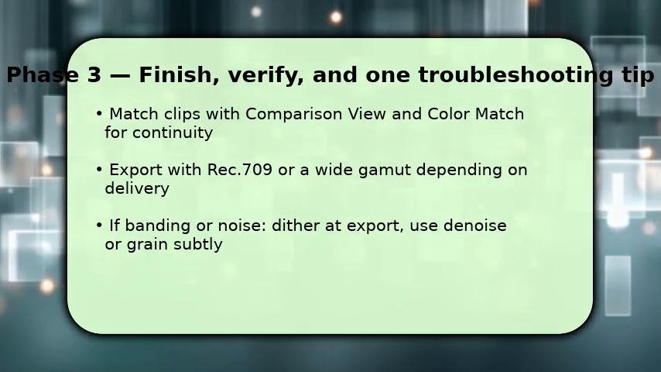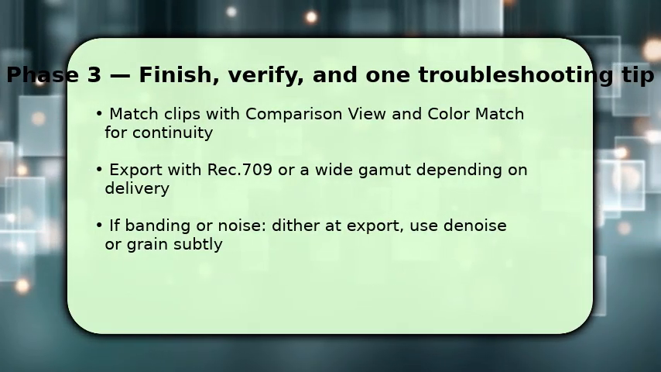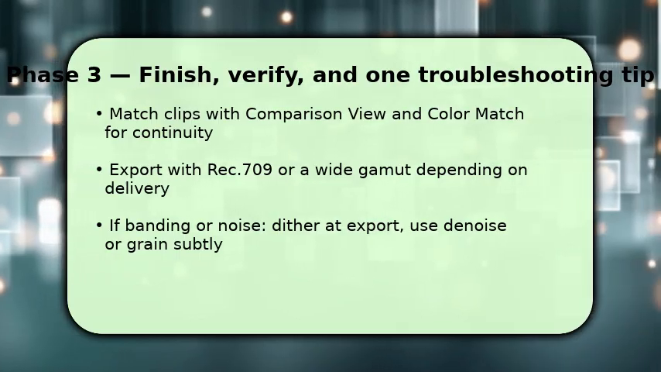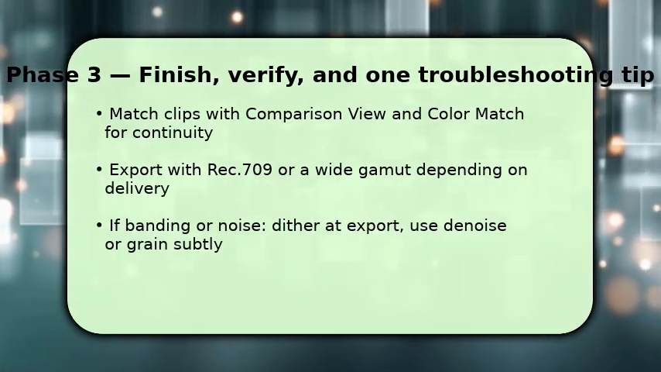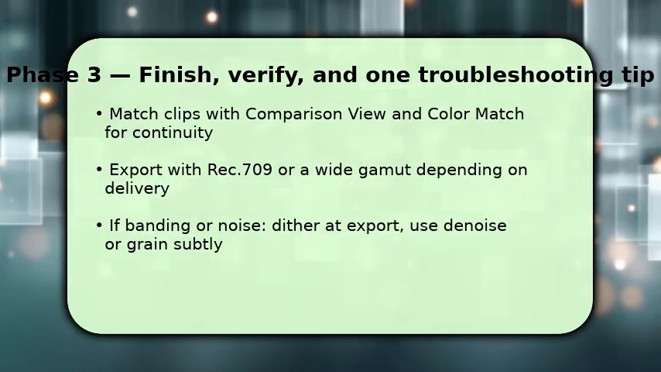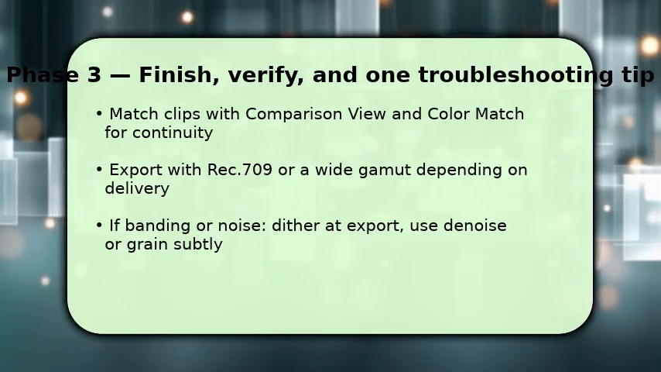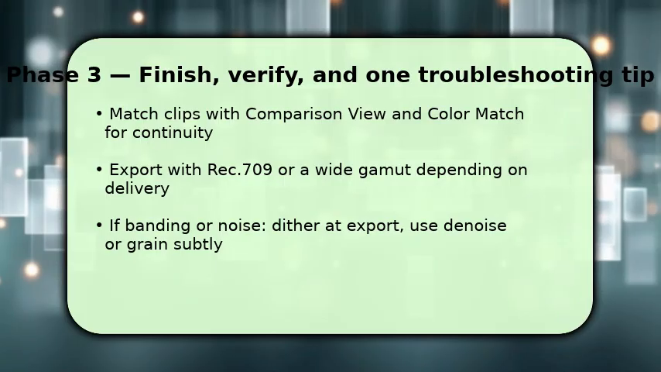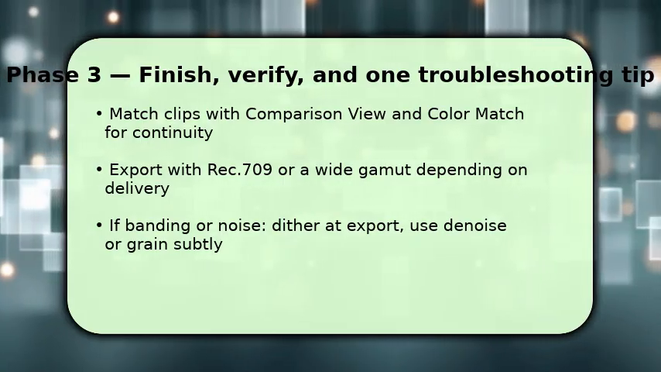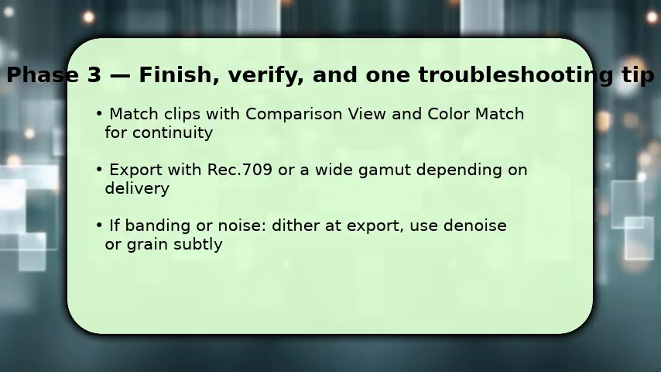Check scopes again, ensure no clipped channels and aim for safe broadcast levels. Export to Rec. 709 for web or a wide gamut for HDR delivery. If you see banding or noise, apply a gentle denoise before heavy grading, or add subtle grain to mask banding. When things go wrong, back off saturation and contrast to restore detail.